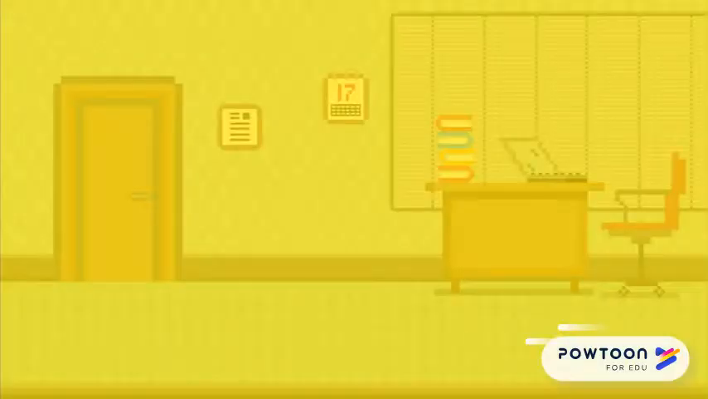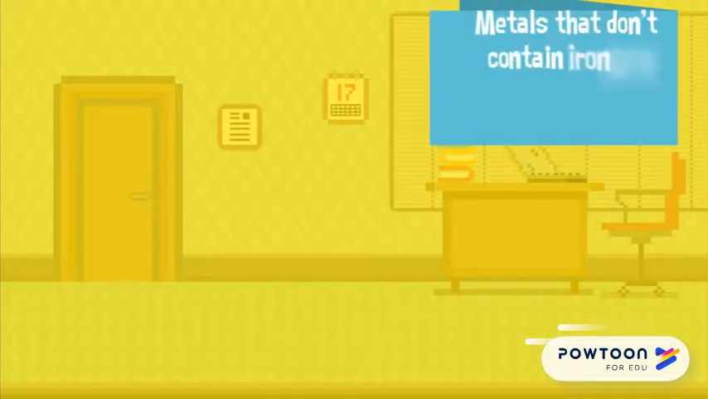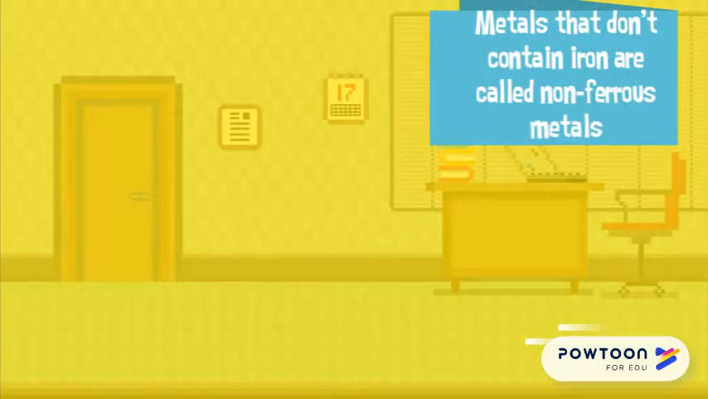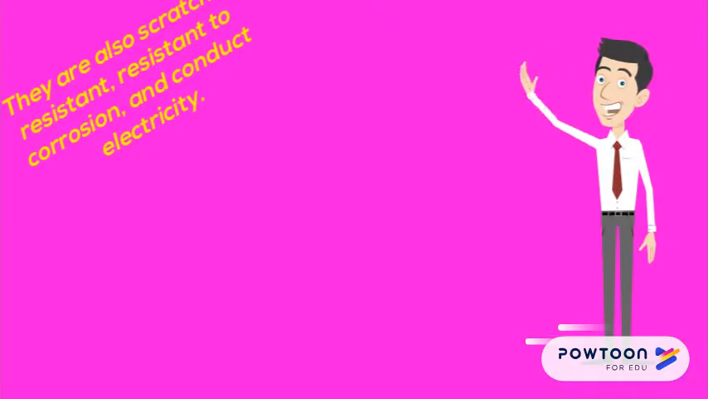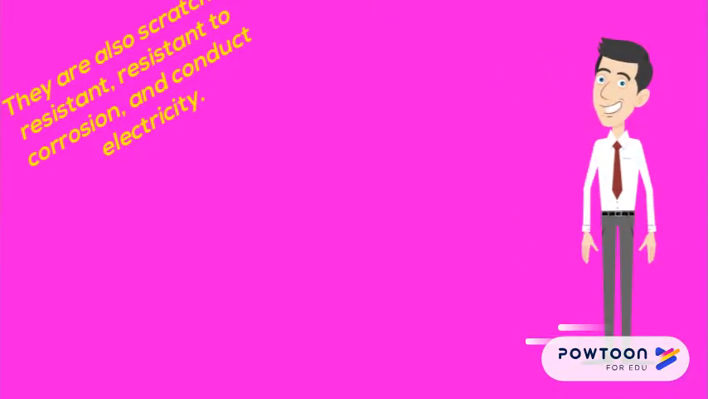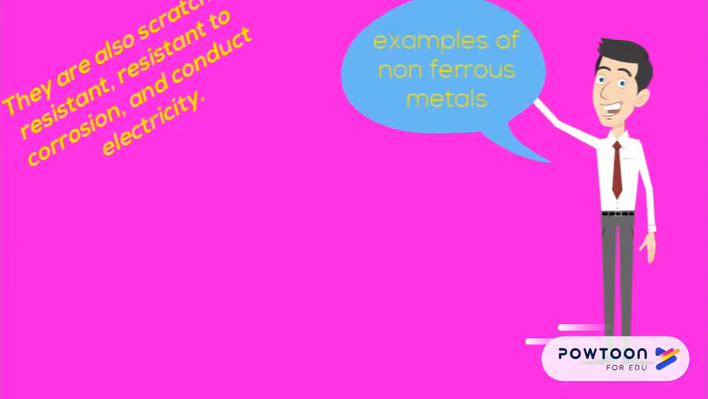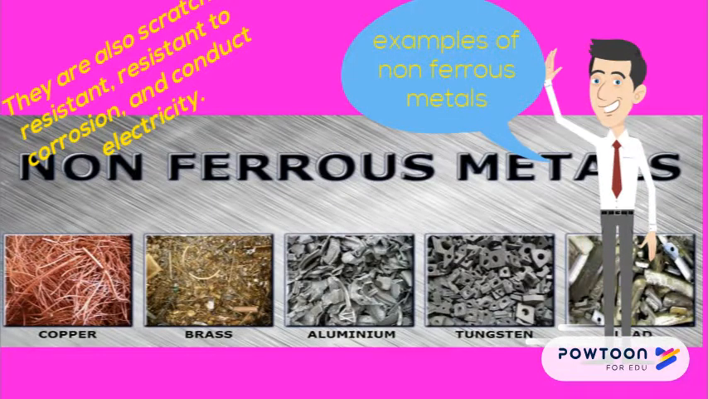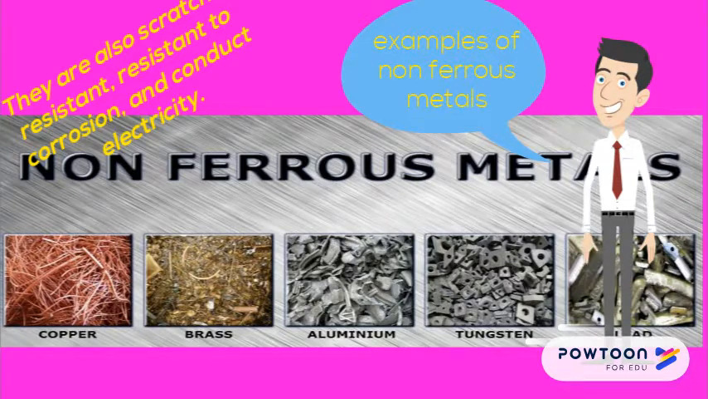Metals that don't contain iron are called non-ferrous metals because they don't contain any iron and they are non-magnetic. Non-ferrous metals have several useful properties. They are malleable, which means that they can be hammered or pressed permanently out of shape without breaking or cracking. They are also scratch resistant, resistant to corrosion, and conduct electricity. Aluminium, copper, zinc, lead, tin, and magnesium are examples of non-ferrous metals.